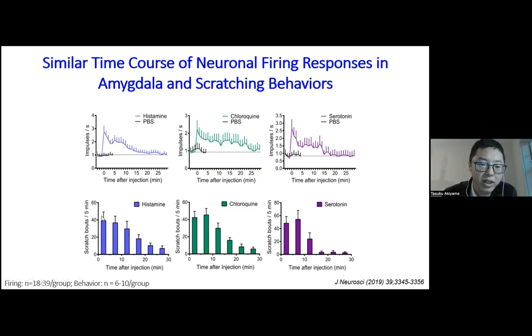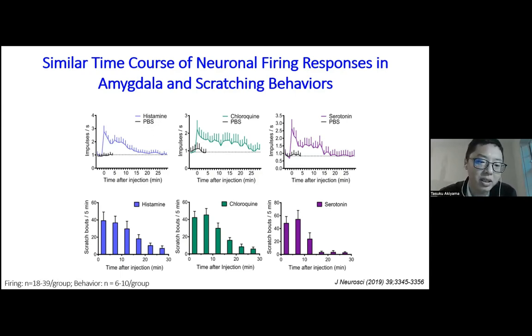Then here we show the scratching behavior time course. So it's actually very similar to the firing pattern. The scratching peaked at the first 5 or 10 minutes, and then goes away within 25 to 30 minutes. And then chloroquine is also similar, peak comes within 5 or 10 minutes, and then scratching goes away about 30 minutes after. And then in the case of serotonin, scratching is done within 15 minutes. So very similar time course.